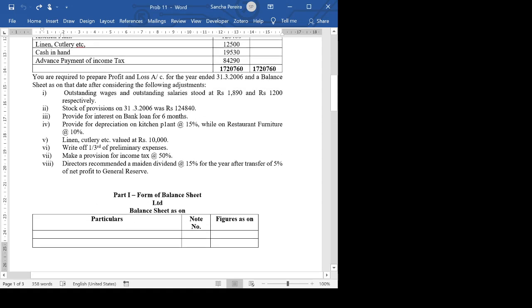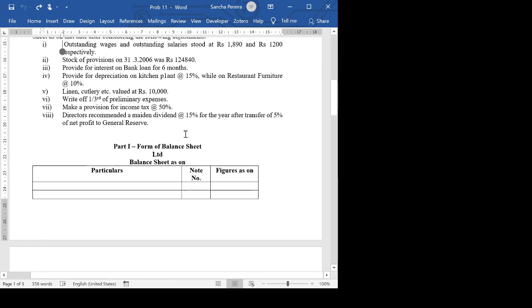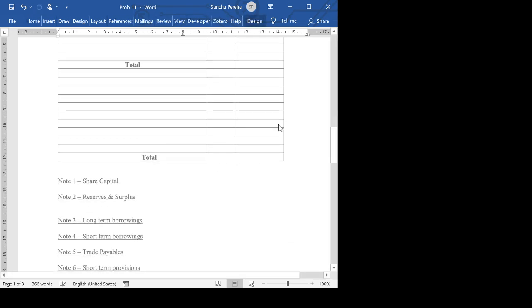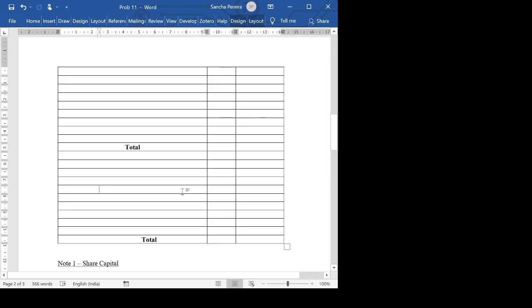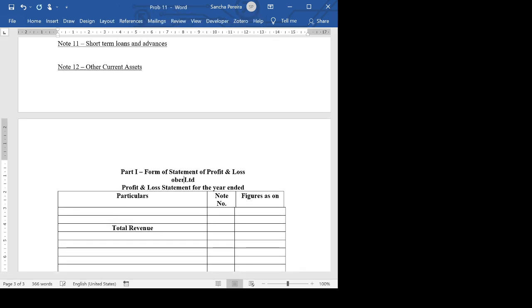So we have here the form of balance sheet, Oberoi Hotel Limited. The date is 31st March 2006. Oberoi Hotel Limited as on 31st March 2006. Figures as on 31st March 2006. Then we have the profit and loss account, similarly, Oberoi Hotel Limited.